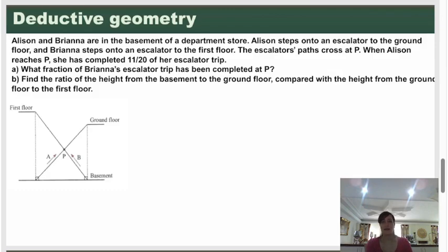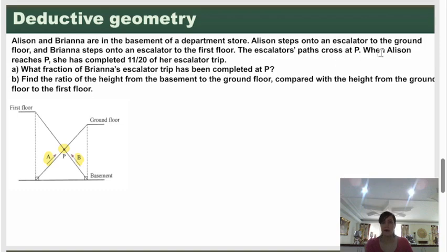So let's get started. Here it says Alison and Brianna are in the basement of the department store. Alison steps onto an escalator to the ground floor, and Brianna steps onto an escalator to the first floor. The escalators cross at P. Let me show here, the escalators cross at P. Brianna goes to the first floor and Alison goes to the ground floor.